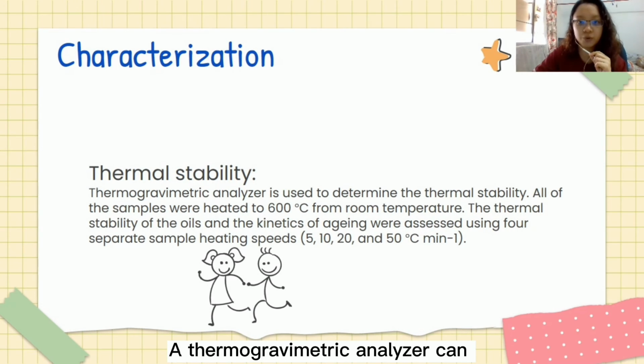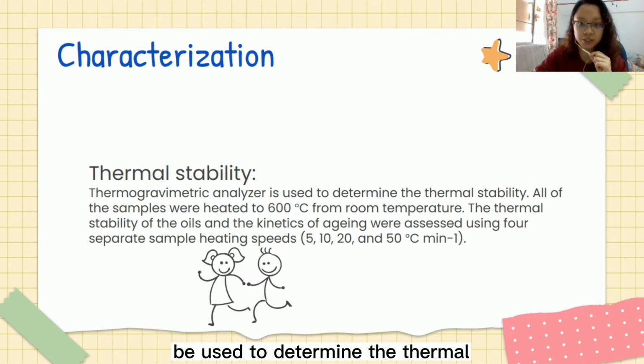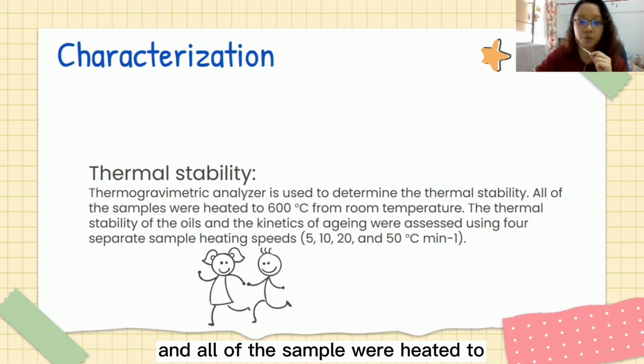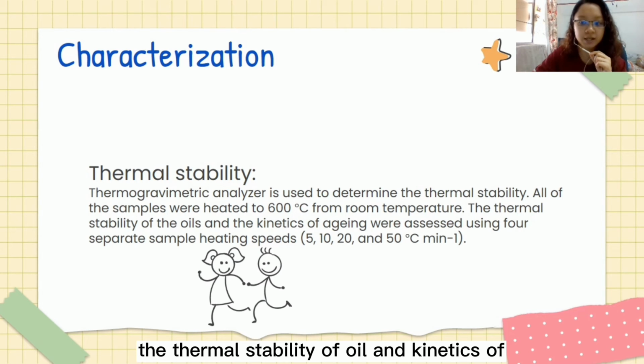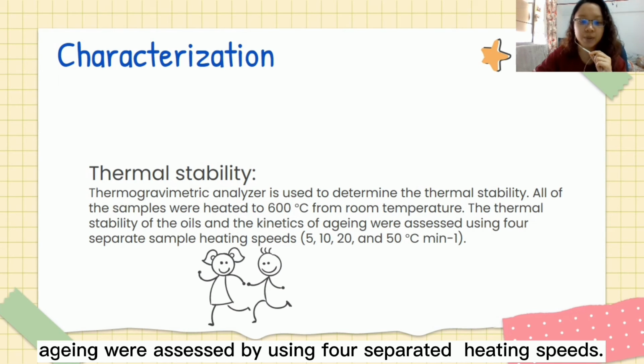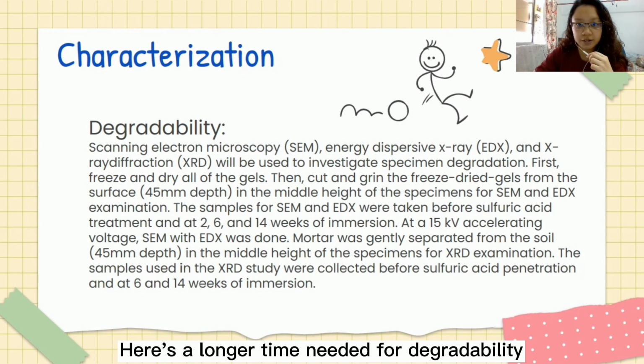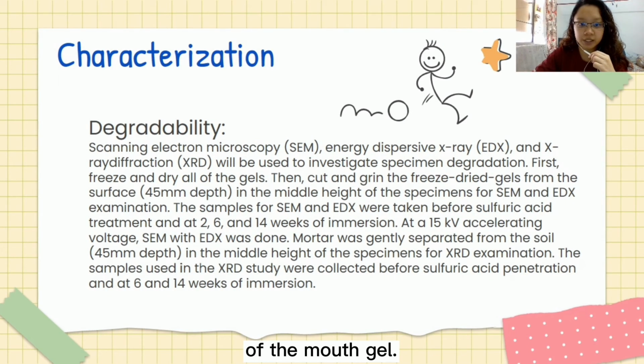A thermogravimetric analyzer can be used to determine the thermal stability of the mouth gel, and all of the samples were heated to 600 degrees Celsius from room temperature. The thermal stability of oil and the kinetics of aging were assessed using 4 separate heating speeds. Here, a longer time is needed for the degradability of the mouth gel.